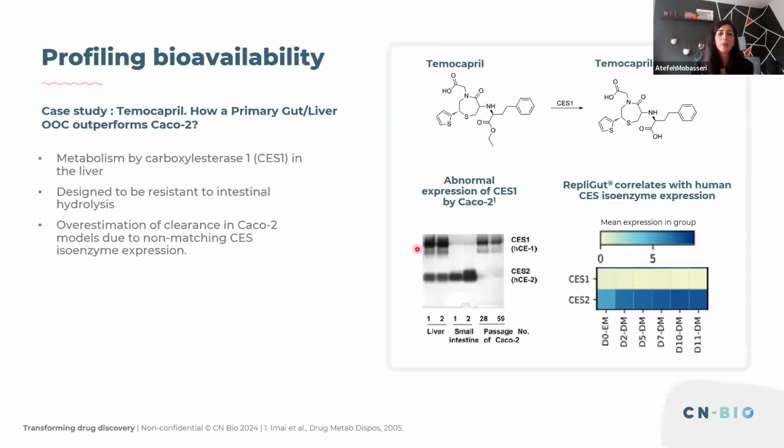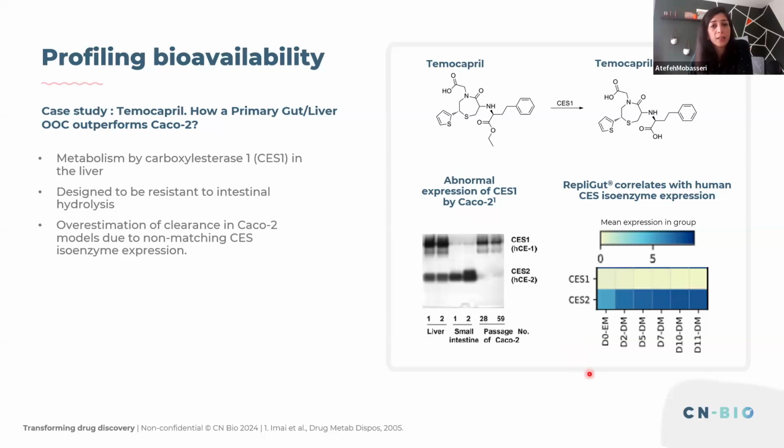So after developing this model, we started our first case study. In this case study, we use Capril, a prodrug type ACE inhibitor that is converted to its active metabolite by the CES1 enzyme. This is an enzyme that is mainly in liver. However, when we look at the expression in gut, we see higher expression of CES1 in the Caco-2 model.